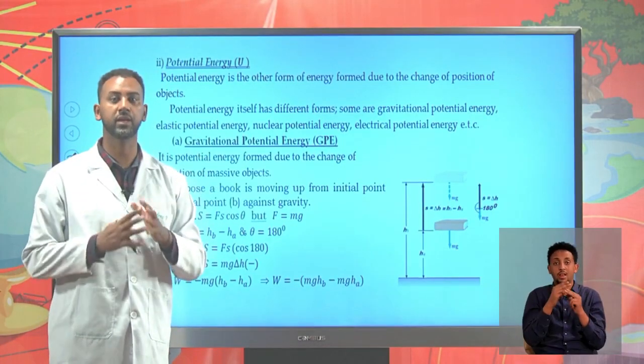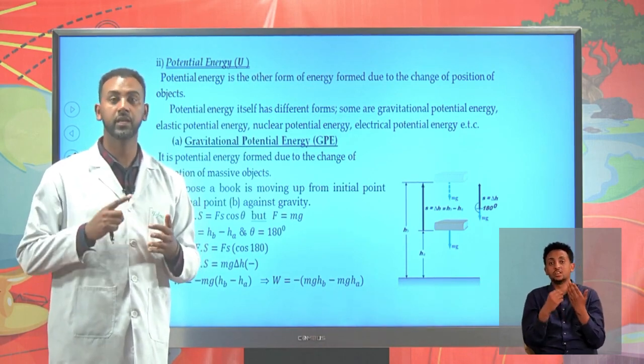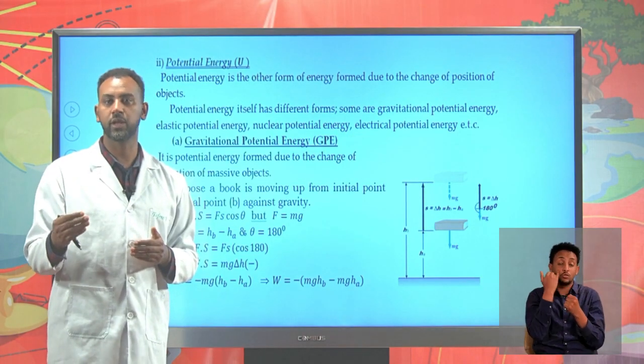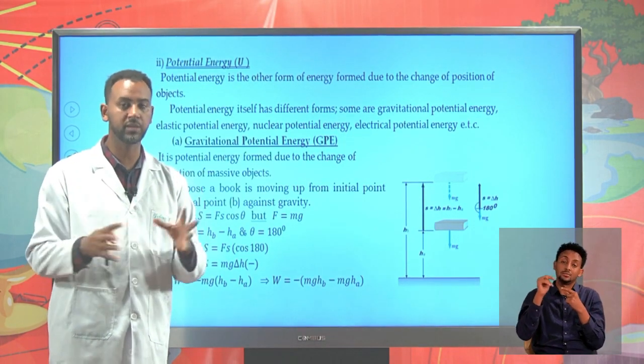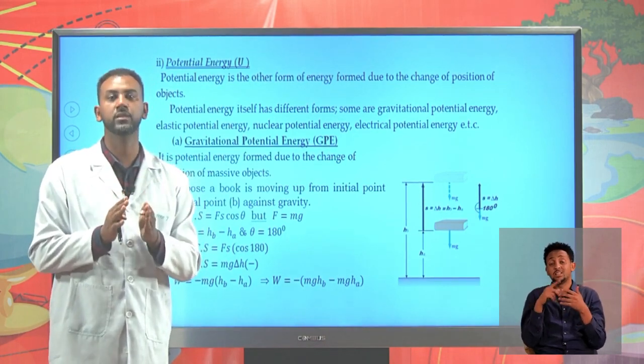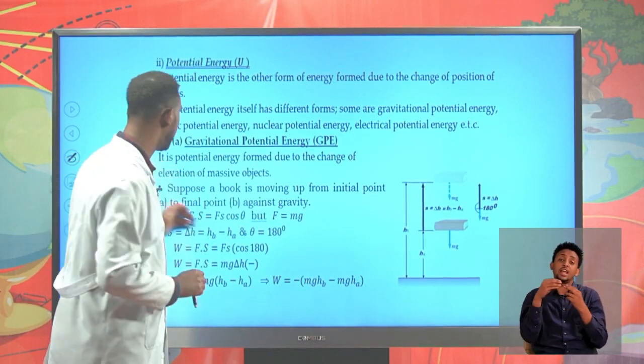Potential energy can be categorized into two: gravitational potential energy and elastic potential energy. Actually, there are different types of potential energy. In electricity, you have electrical potential energy. In the nuclear branch, nuclear potential energy. There might be different potential energies, but under mechanics, we mainly focus on gravitational potential energy and elastic potential energy.